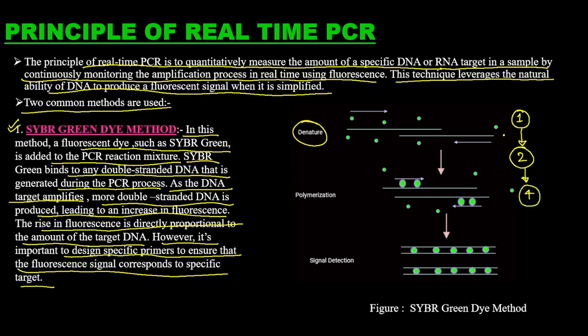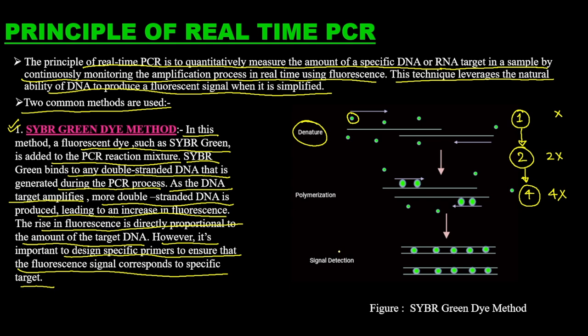And as the amount of DNA increases, it is going to bind the SYBR Green, okay? SYBR Green is a dye which goes and binds to the double-stranded DNA. So as soon as you have one DNA molecule, SYBR Green is going to give you X fluorescence. If two DNA molecules are formed, then two molecules of SYBR Green are going to bind, and that's why you are going to get 2X fluorescence, and then 4X fluorescence, and so on.